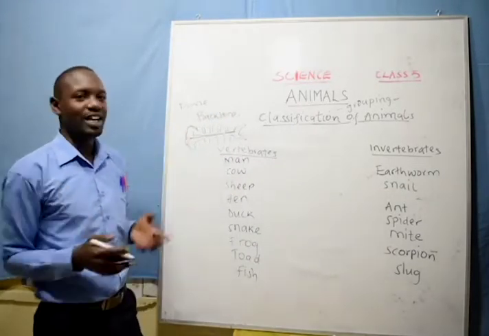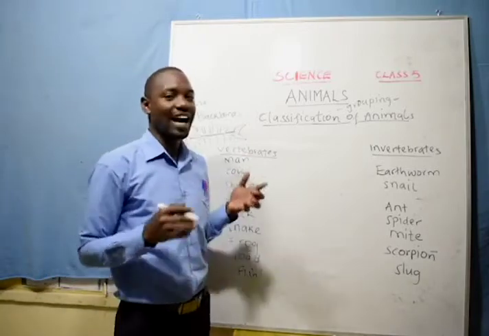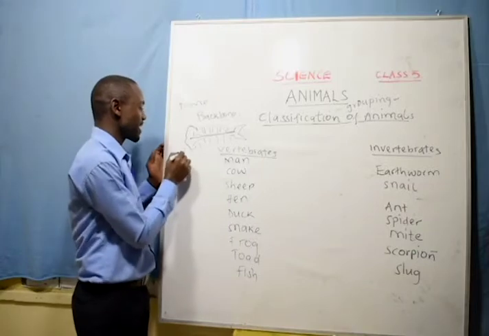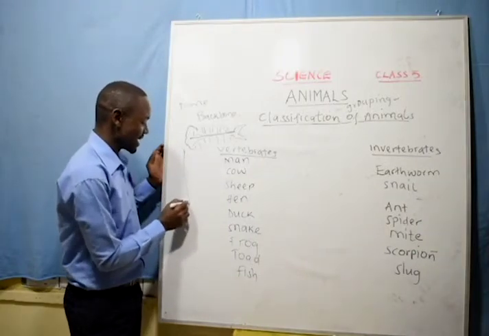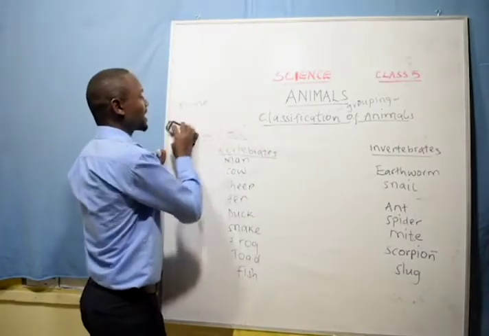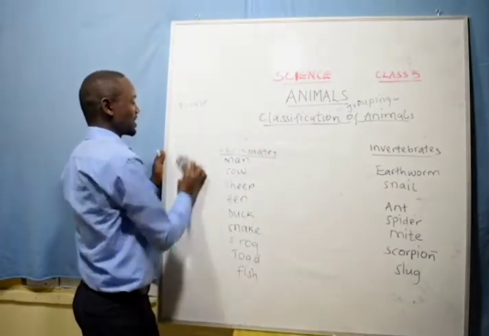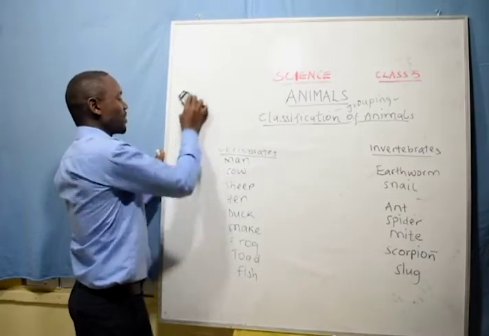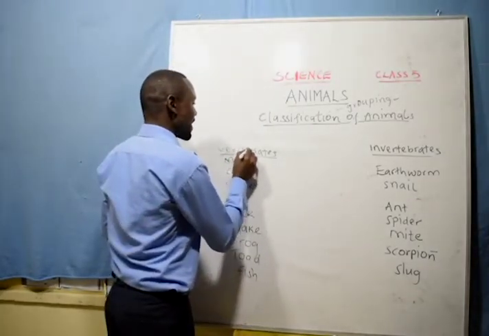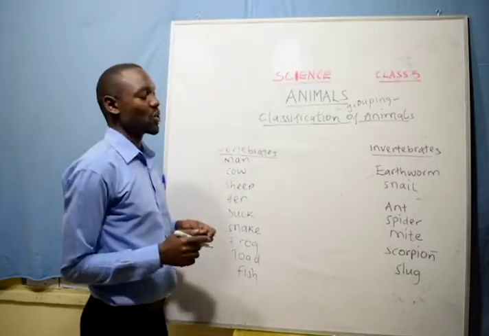Once you slaughter a cow, you realize that a cow still has its backbone. It has a very big bone that runs from the head all the way to the legs. That is what we call the backbone. So today we are classifying animals into two categories: animals with backbones and animals without backbones.